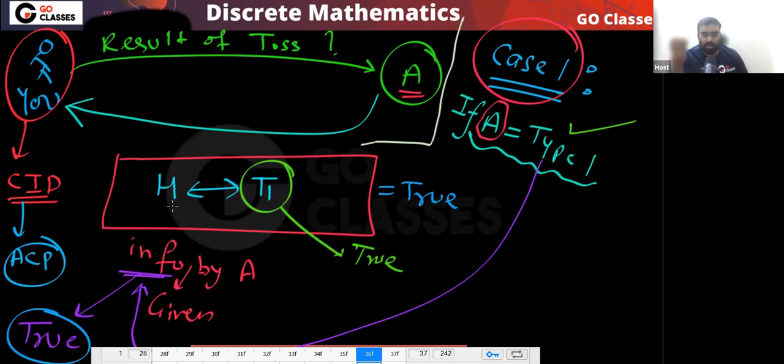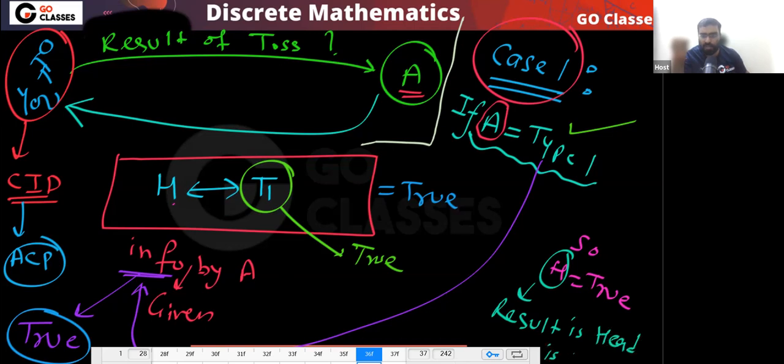So what is H? H is true. So in this case, H will be true. And H will be true means result is head, because H means result is head. So result is head is true. Clear? In case number one, result is head. Please tell me, did you get it?